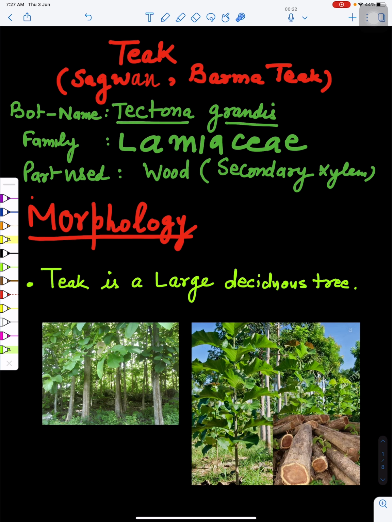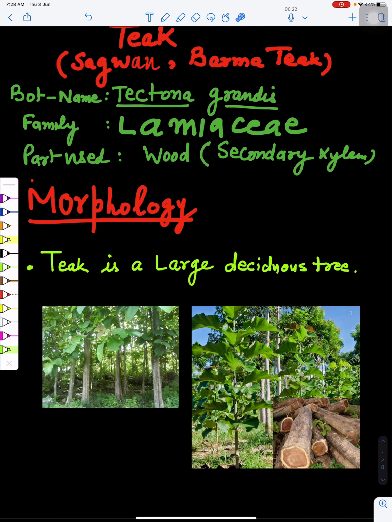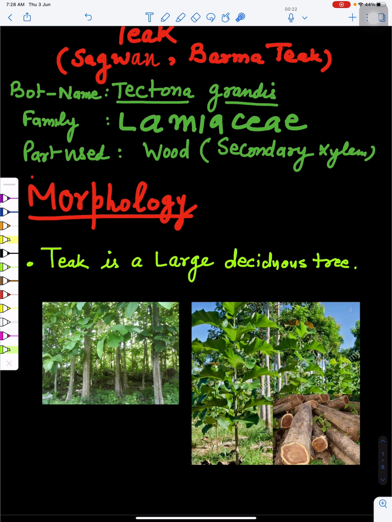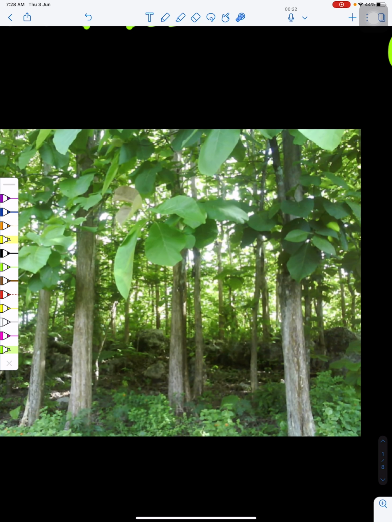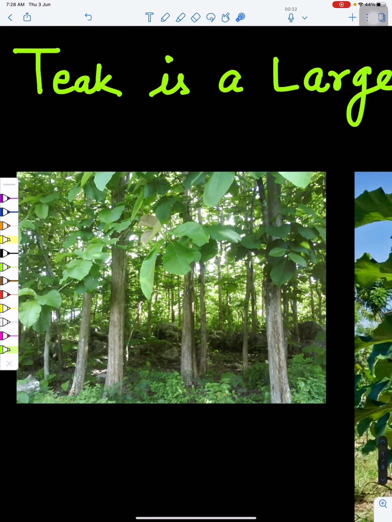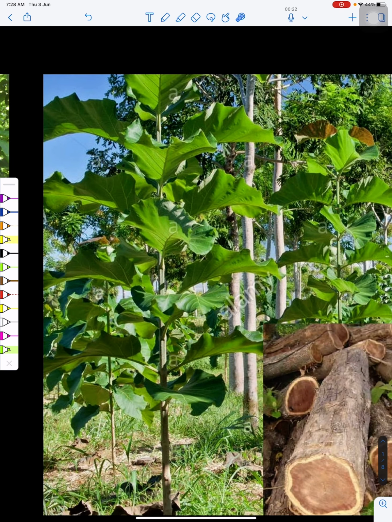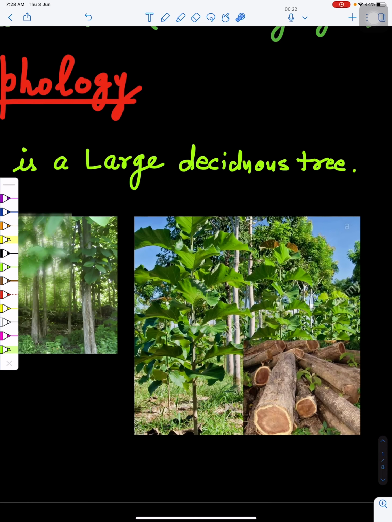Now if we see the teak tree, this is a large deciduous tree. Now we can see this is the tree of teak. It has a stem and these are its leaves. Now again this is the teak tree and this is its wood, which is economically important. This part is secondary xylem. Now we can see here this part is heartwood and this outermost part is the sapwood.